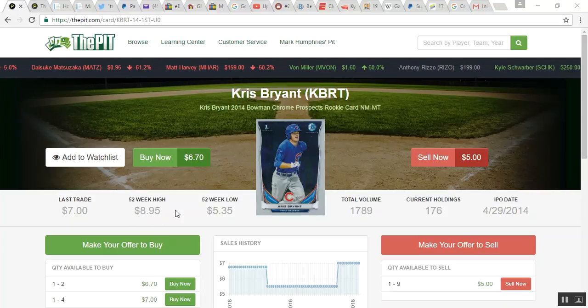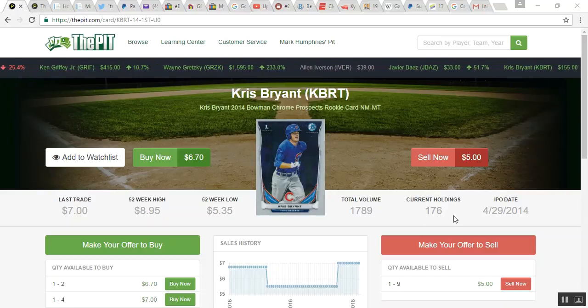The 52-week high, the highest price at which it has traded in the last 52 weeks or last year, is $8.95, and the low is $5.35. The total volume represents the total number of these cards that have traded on the pit since it was first introduced, which is available over here in the IPO, or initial public offering date. In this case, it was about 2.5 years ago, April 29th of 2014.